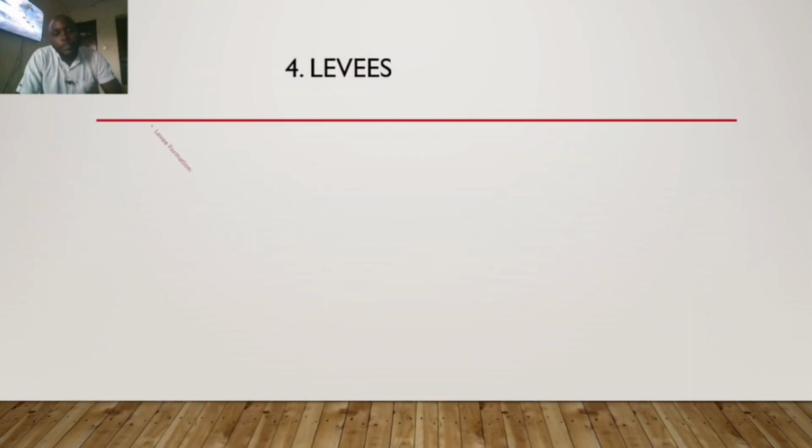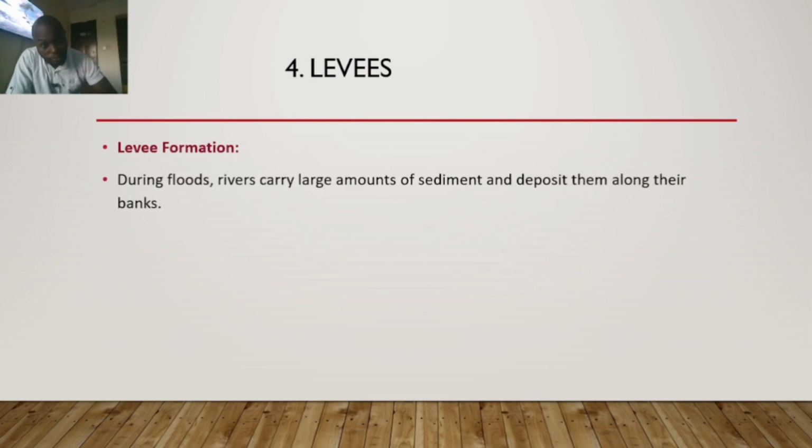Now let's talk about levees. Now levee formation, let's look at how it's formed. So during floods, also this one happens during floods, rivers carry large amounts of sediment and deposit them along their banks. Okay, we're not talking about now past the banks, but we're talking about just along the banks. Okay, so sediments are deposited. The heavy ones normally are deposited just along the banks. Okay, you can use that argument.